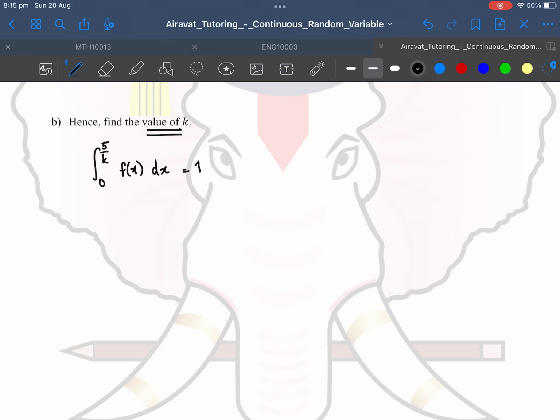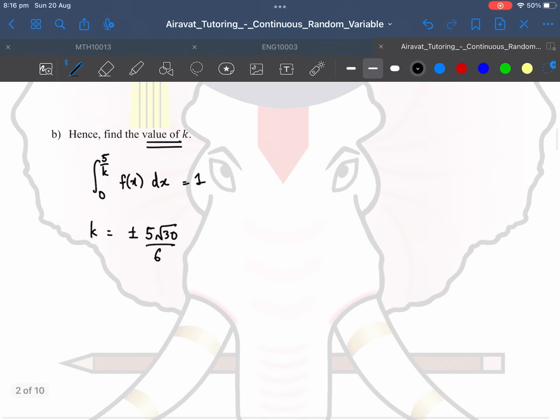the integral from 0 to 5 on k of f of x dx equal to 1. Now if you simplify and solve this on CAS, this will give you k equals plus or minus 5 root 30 on 6. Now, is this our answer? Do I leave my answer like this?